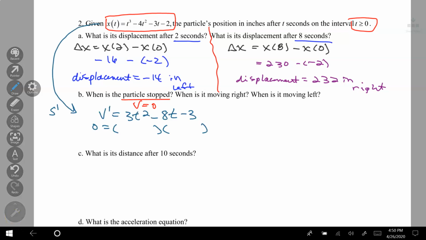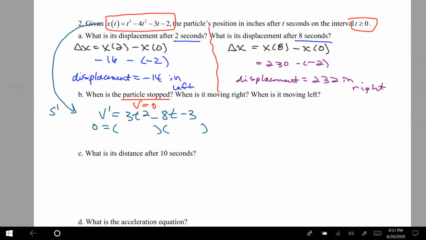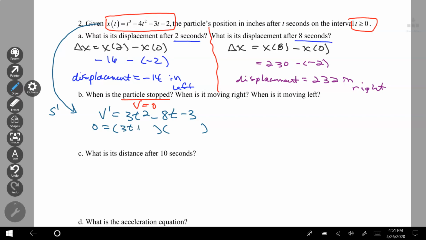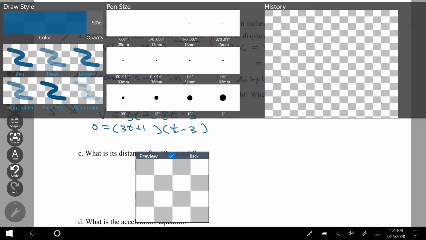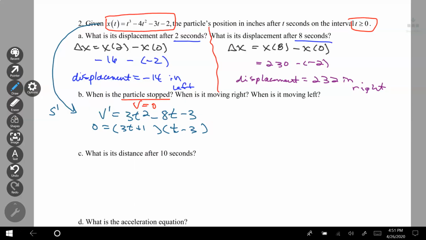I take my position equation, I take its derivative, and I find v prime is equal to 3t squared minus 2t minus 3. I have to factor this. When I factor it, I get (3t + 1)(t - 3). I'm going to get two solutions for t. One solution for t is equal to 3 seconds. I kind of like that one.